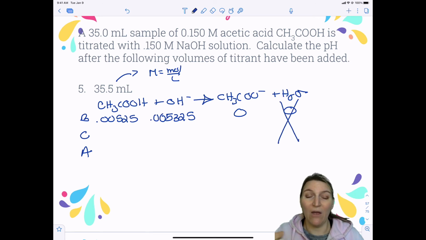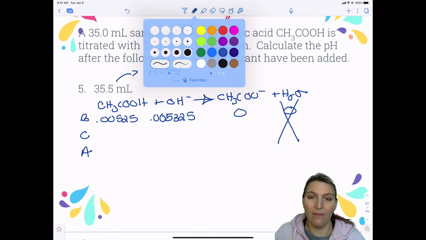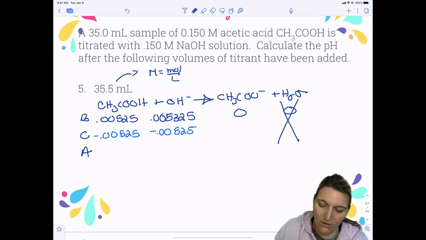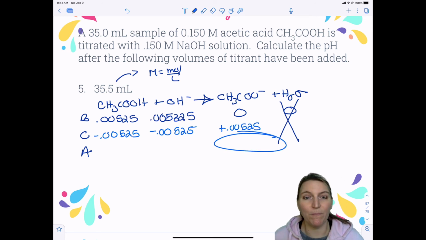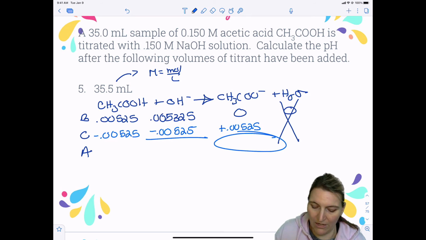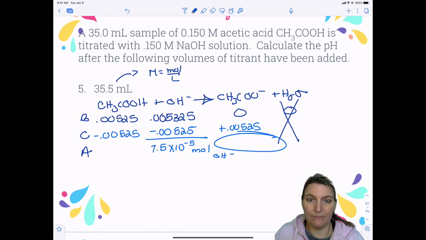Now we subtract, and what gets used all up is the acid, right? So minus 0.00525. Minus 0.00525. You can do plus 0.00525, but we need to recognize that this amount of conjugate base, knowing that it only dissociates, look at the Kb for this, was very small. That is not going to factor into the basicity of this solution. When I do this subtraction, I get 7.5 times 10 to the negative 5. And what is that? Well, that's moles of OH minus.